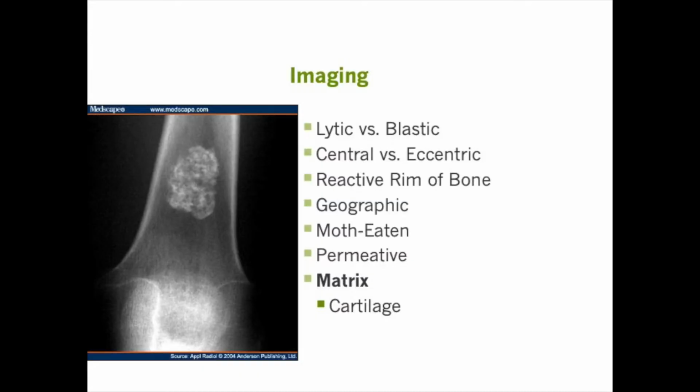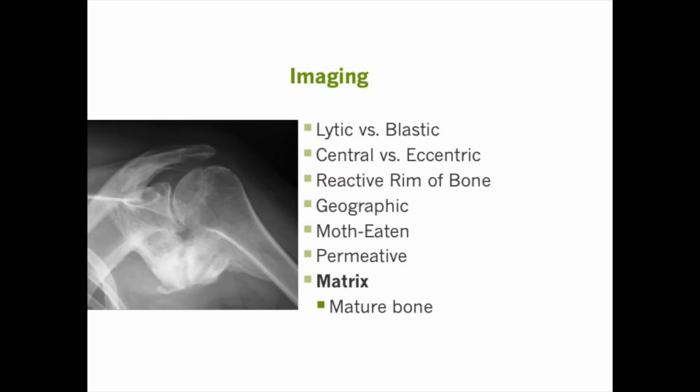Cartilage matrix is described as arcs and rings, stippled calcification, popcorn ball, smoke in the chimney, things like that, that will describe sort of how that looks. This is a classic example of that, where you have all of these arcs of calcium, stippling, flocculations. This is without a doubt cartilage matrix.